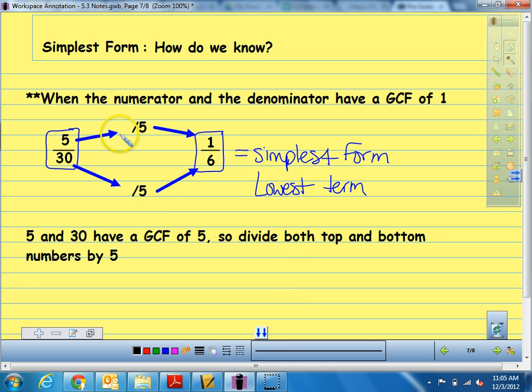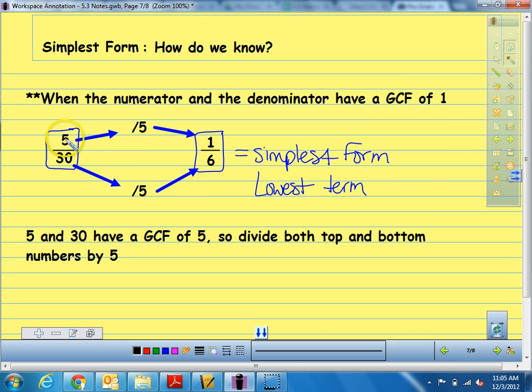Now, we also need to know what simplest form is, or lowest terms, or simplify it. Any of those mean that we need to take, sometimes we have fractions that are not in simplest form, and we need to simplify them. So 5/30, while it's a great fraction, that means 5 out of 30, we can simplify it. We need to have the numerator and denominator have a greatest common factor of 1. They don't have anything else we can divide out of it.